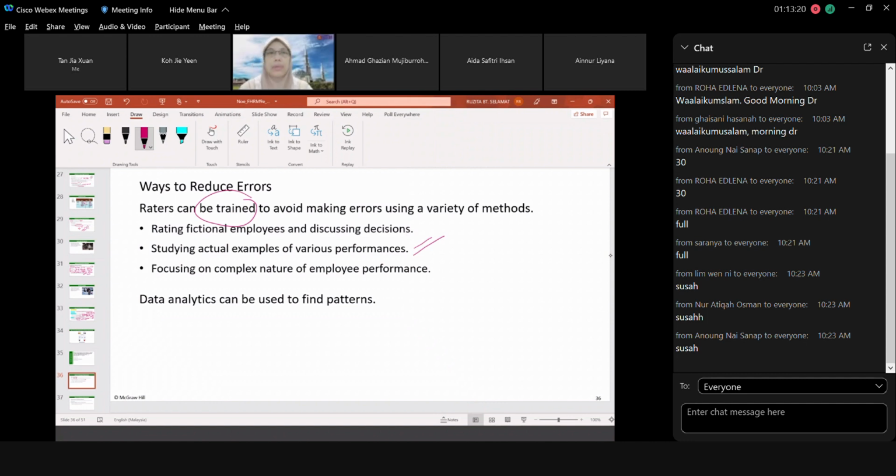Am I moving? Okay, saya nampak macam tadi kamera saya stuck. Saya tak pasti you all nampak ke tak saya punya kamera macam frozen.